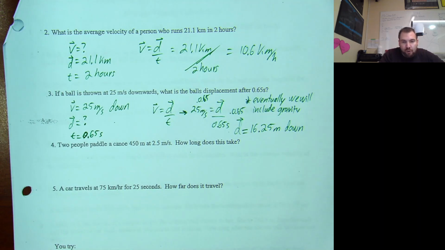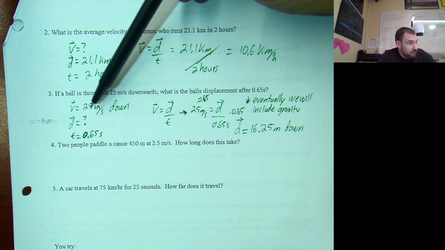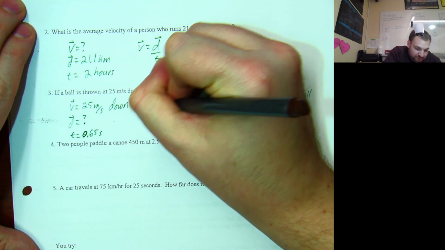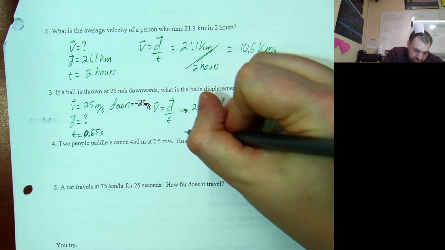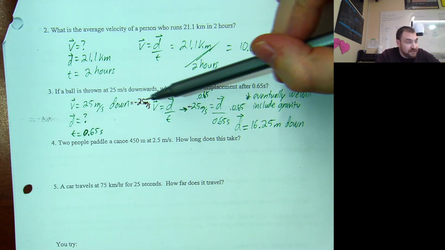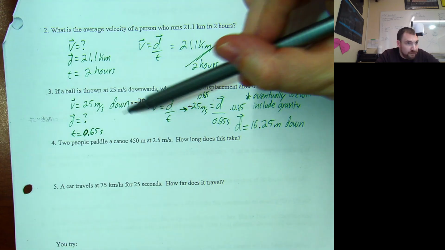The other way we could have quoted this thing is, instead of saying 25 meters per second down, what could I have done right here? Yeah, I could have made it negative. I could have instead put it in there as negative 25 meters per second, which would have given me a final answer of negative 16.25 meters. What you then need to recognize is that negative in this case represents a direction downwards. Either way is totally acceptable. Cool? Comments, questions, concerns?